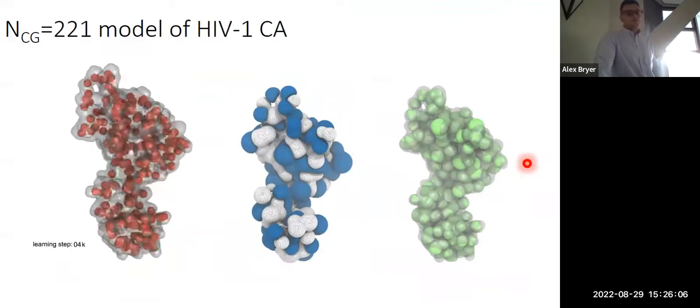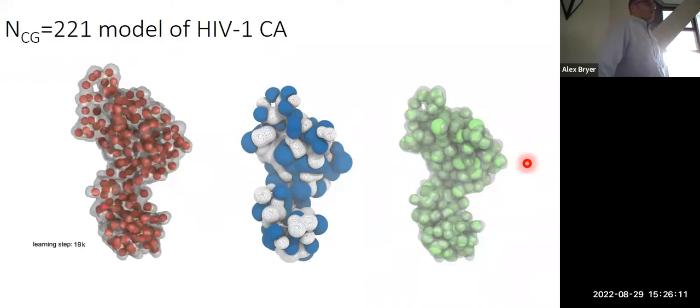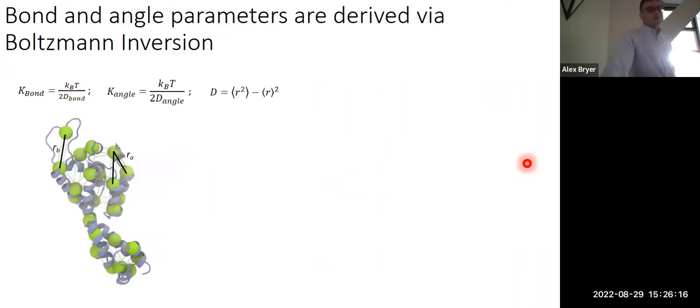So with these higher granularity models, we wanted to actually simulate them, which is a whole different problem. Historically, this is done with Boltzmann inversion. This is what the method was really built on. The idea of Boltzmann inversion is really straightforward. As you can see here, we derive bond and angle force constants based on the MSD. So it's a simple Boltzmann weighted MSD.